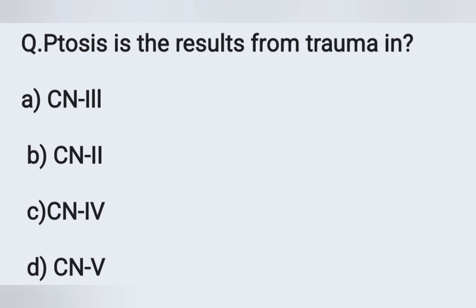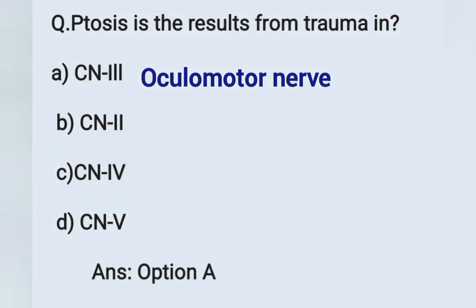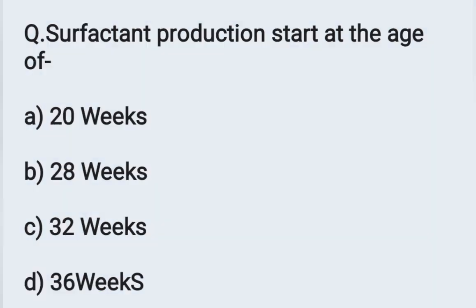Ptosis is the result from trauma in options. Option A cranial nerve third, option B cranial nerve second, option C cranial nerve fourth, option D cranial nerve fifth. Ptosis means drooping of the eyelid. It is due to the injury or trauma to cranial nerve 3, the oculomotor nerve. Move on to the next question.